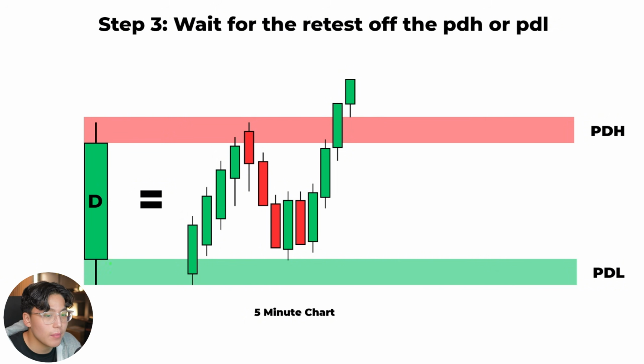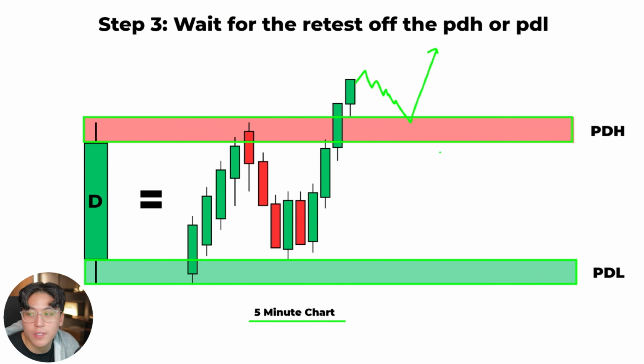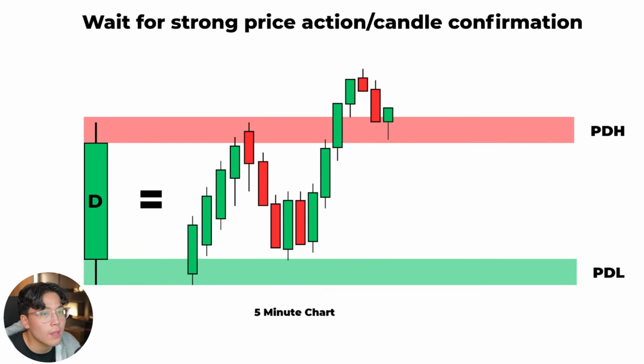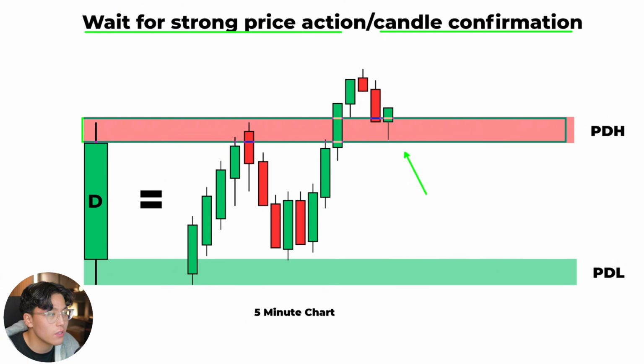So exact same thing right here. You can see we have our daily high boxed in, we have our daily low boxed in. We end up having this break above here on the 5-minute time frame. Now what we're going to be doing is waiting for the retest off our previous day highs for a continuation towards the upside. As you can see, what we're going to do is wait for strong price action / candle confirmation. You can see price comes back down in towards our previous day highs. This is our key level. Now we want to see buyers step in off this level and a push back towards the upside.